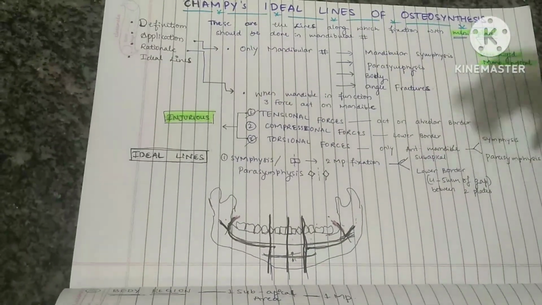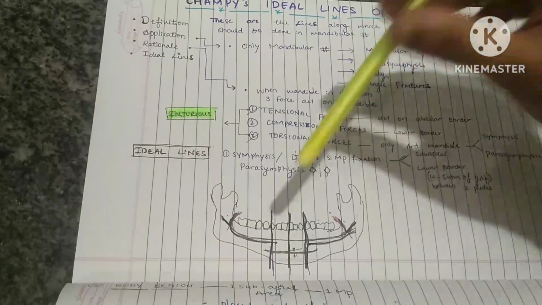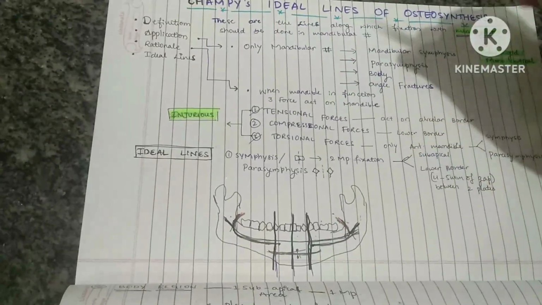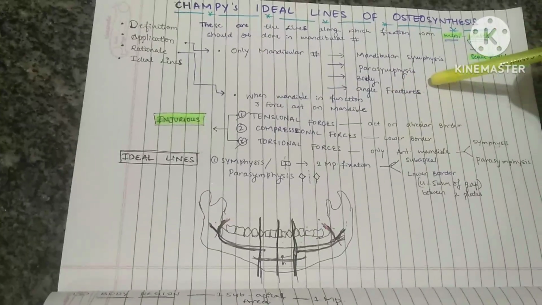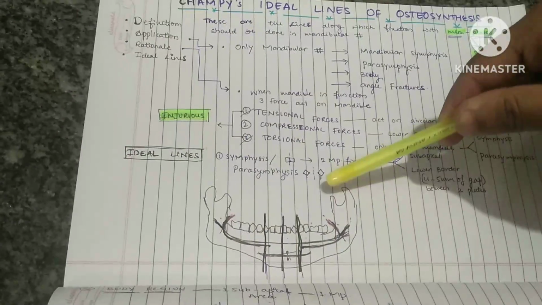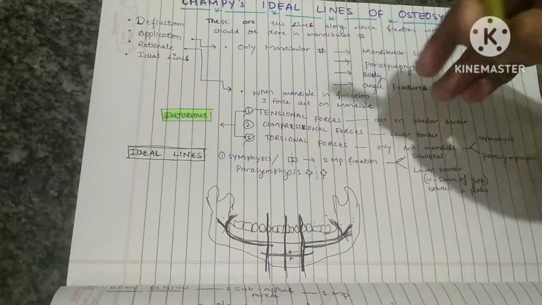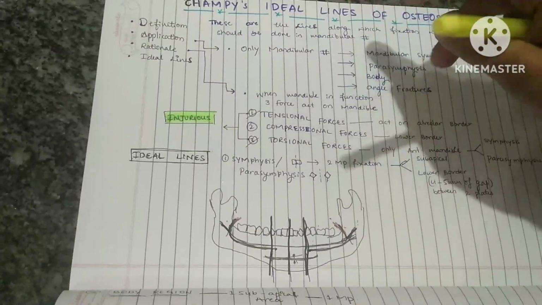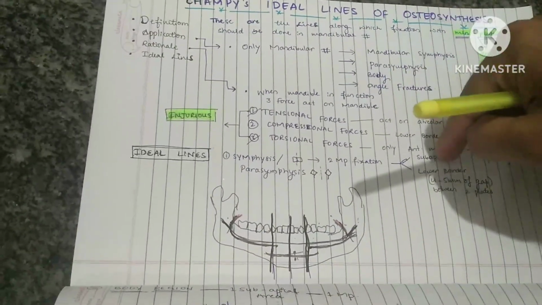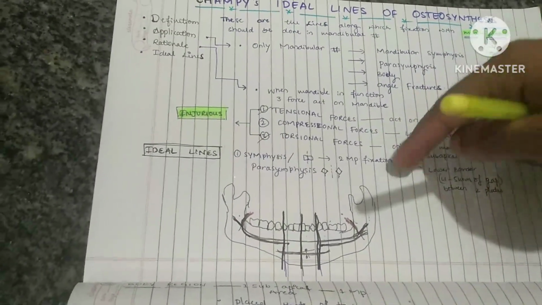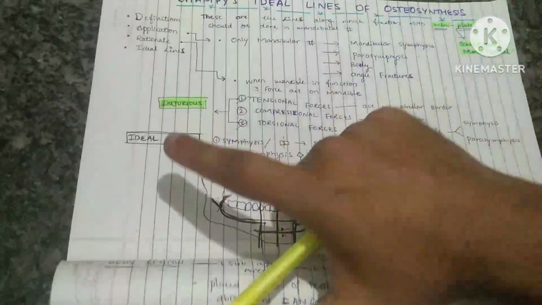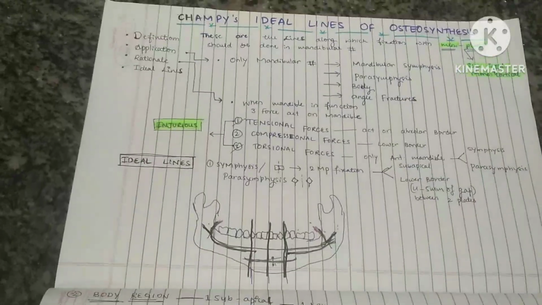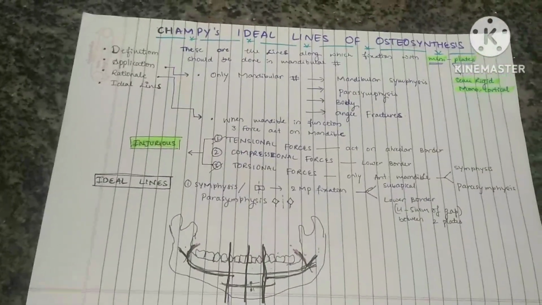And where are we going to place it? We are going to place it at only three regions: the symphyseal and parasymphyseal region, the body, and the angle of the mandible. Over the symphyseal or parasymphyseal region, we are going to fix two mini plates, over the subapical area and the lower border of the mandible, and for the rest of the fractures we are going to fix only one mini plate, in the body and the angle. So this is all about Champy's ideal lines of osteosynthesis.